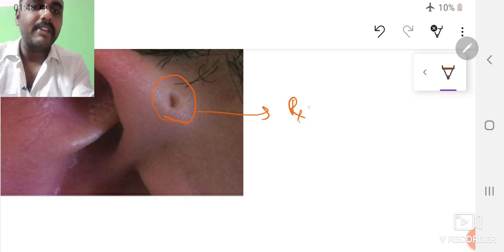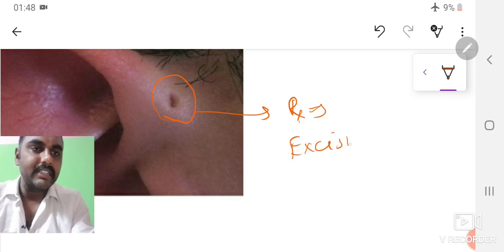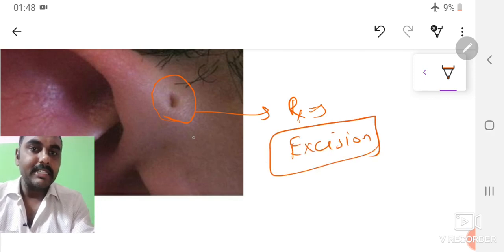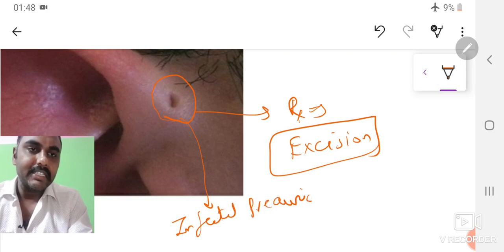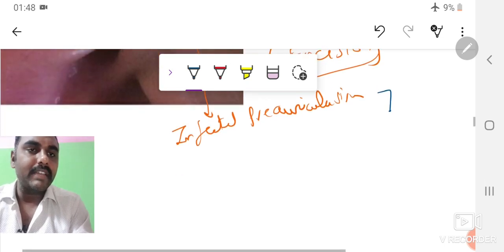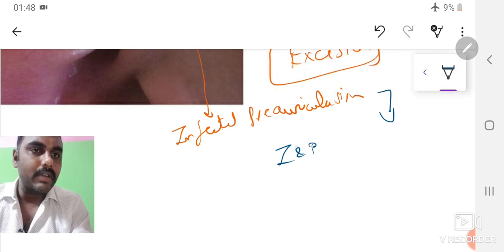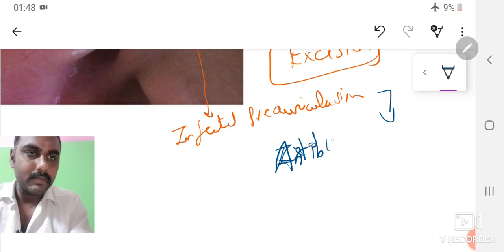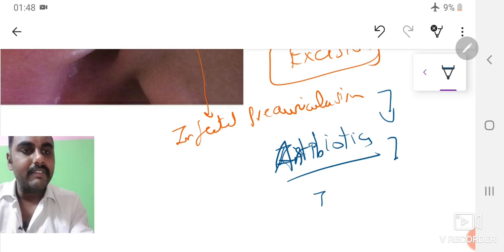So what is the treatment for preauricular sinus? If it is not infected, the treatment is excision. But sometimes the examiner may ask you, or you may see an OP patient with an infected preauricular sinus. The first thing we will do is go ahead with a course of antibiotics. If it doesn't reduce, or if the infection is getting bigger and bigger, then we can even drain the abscess.